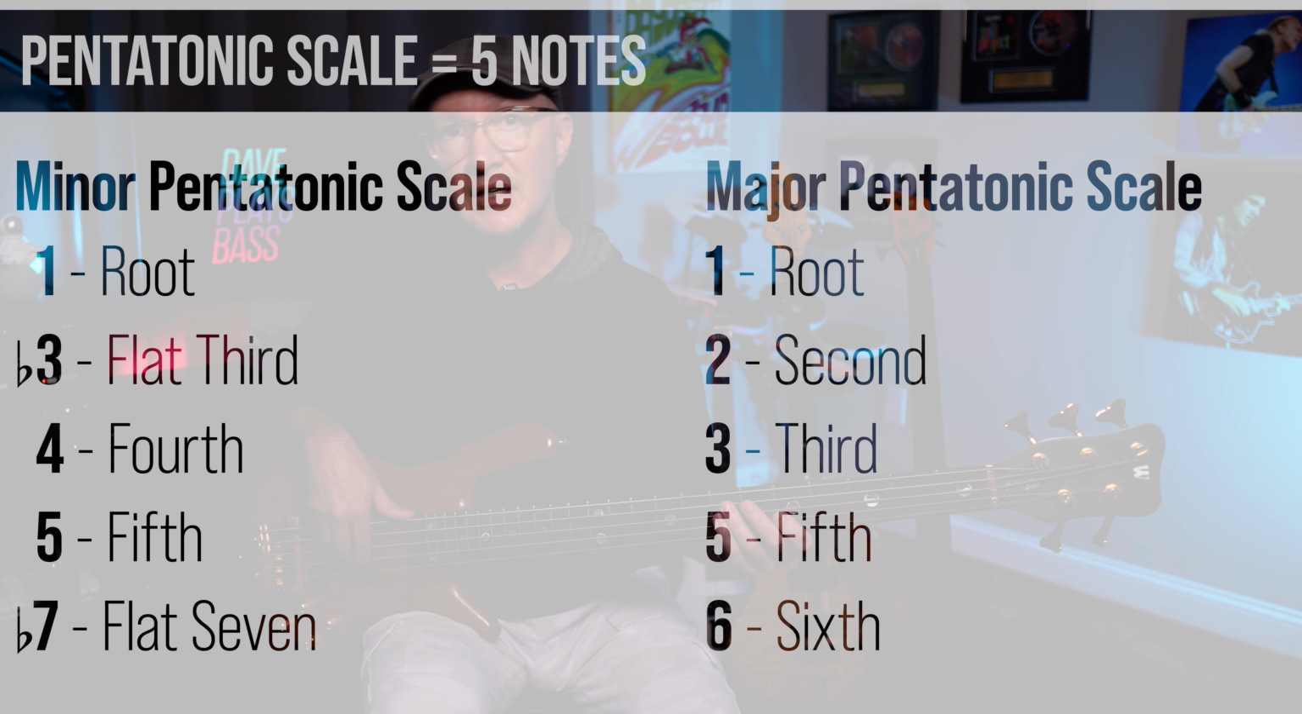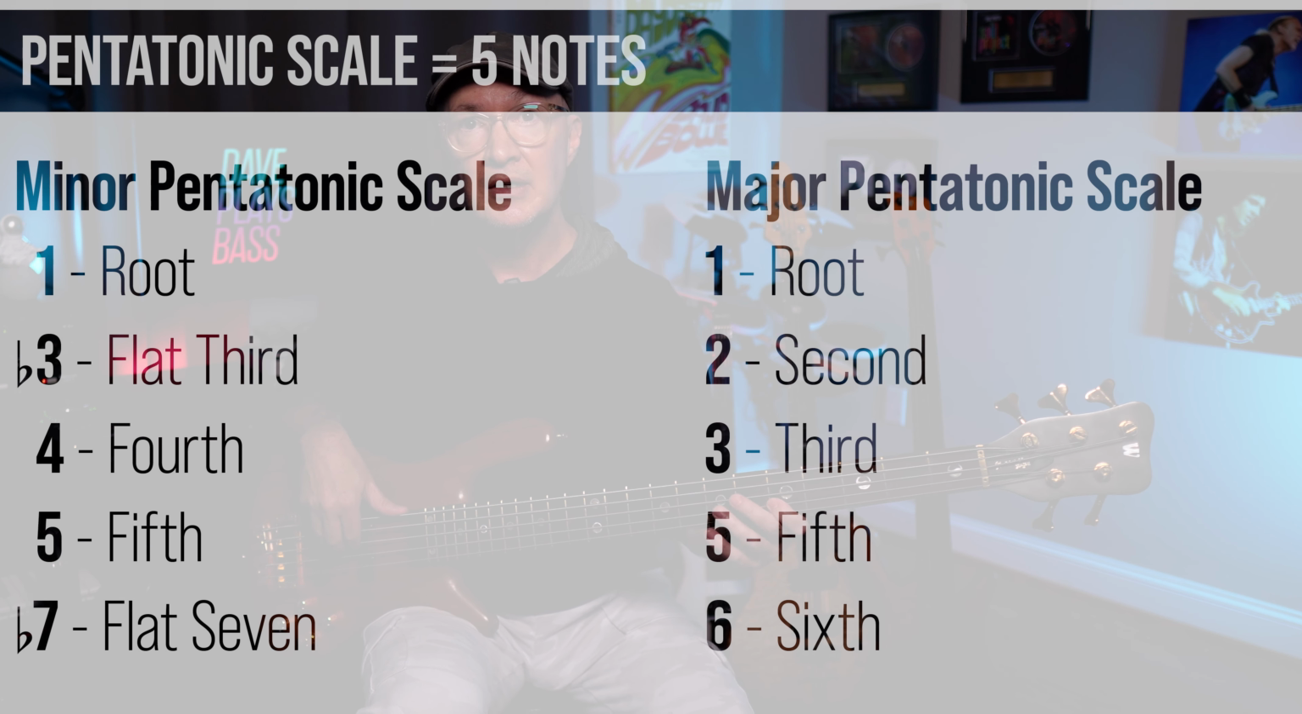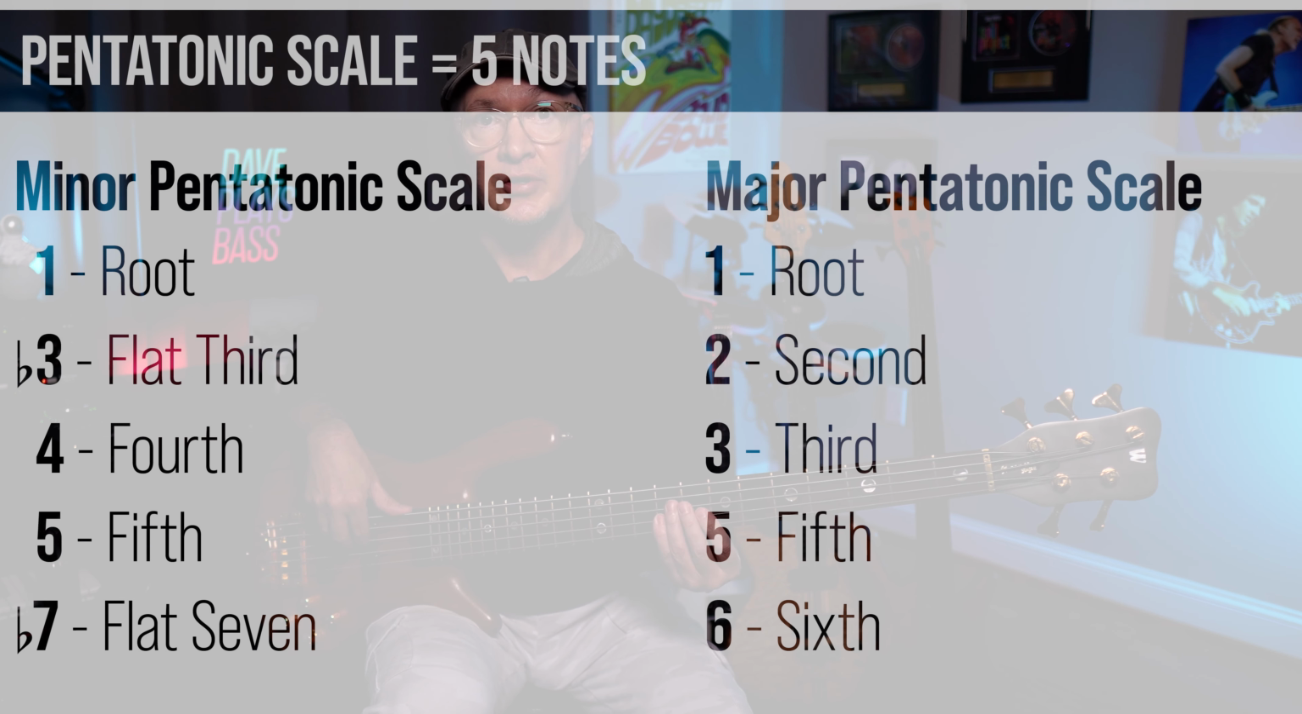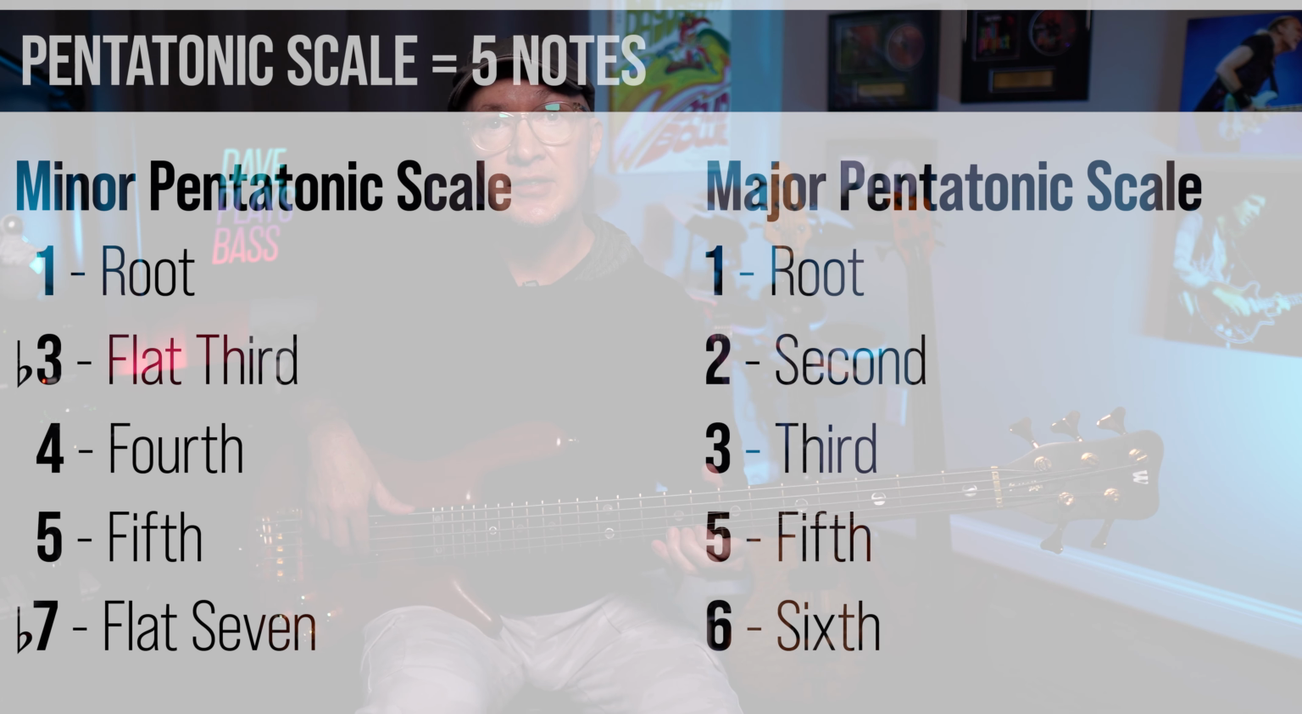A major pentatonic contains these 5 notes. It's got a root, a second, a major third, a fifth, and a sixth. We're going to start with a minor pentatonic, and rather than focusing on the notes, let's focus on the pattern and focus on the numbers of the scale.